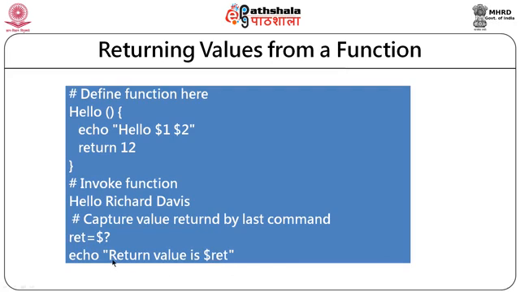You can see the last statement. The return value is $RET. So, the content of RET, that is 12, will be displayed by the last statement of this script. So, this is an example how we can return the values from a function within shell scripts.